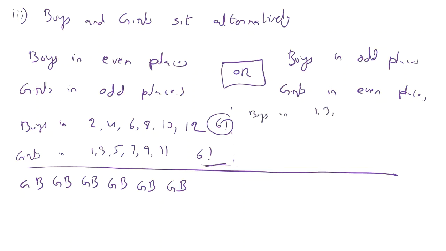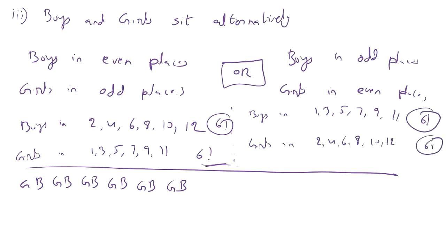Boys in odd places means boys in 1, 3, 5, 7, 9, 11. We can arrange these boys in these odd places in 6 factorial ways. Now girls in even places, 2, 4, 6, 8, 10, 12. This we can do in 6 factorial ways. So here we can start with a boy, girl, 3, 4, 5, 6. So here the task can be performed in 2 formats.